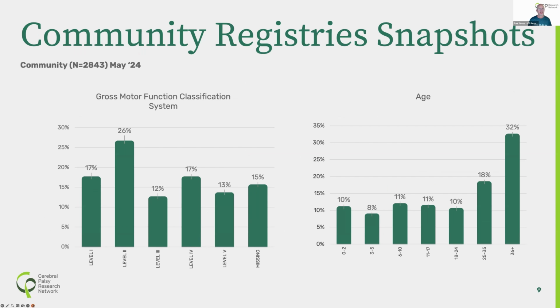If I compare this to the community registry, which gathers information from you on your computer or on your cell phone through a series of surveys, you see a very different distribution of Gross Motor Function Classification System and a real leaning towards adults in terms of the age of people. And this is the bias of the web, where many of you are out there advocating for yourselves, looking for information and being willing to contribute your information to move research forward.